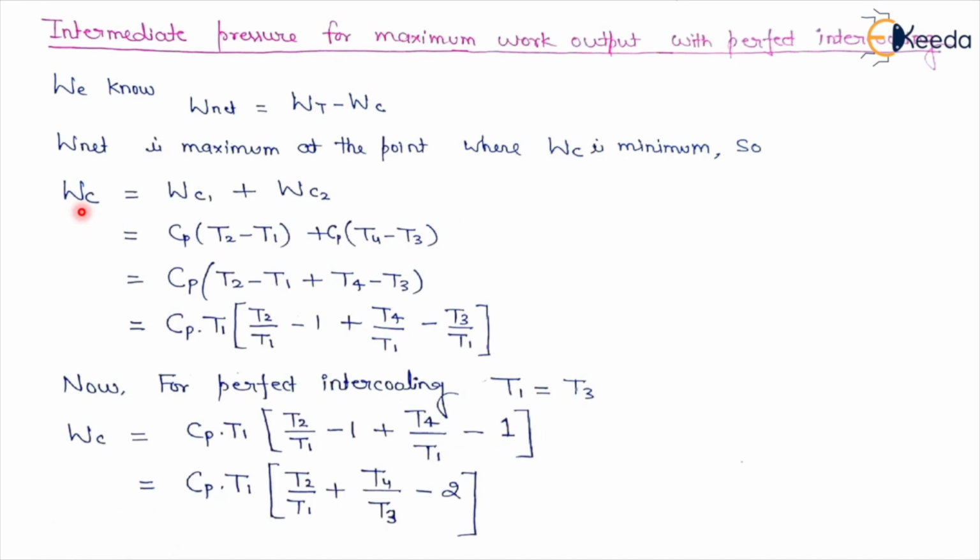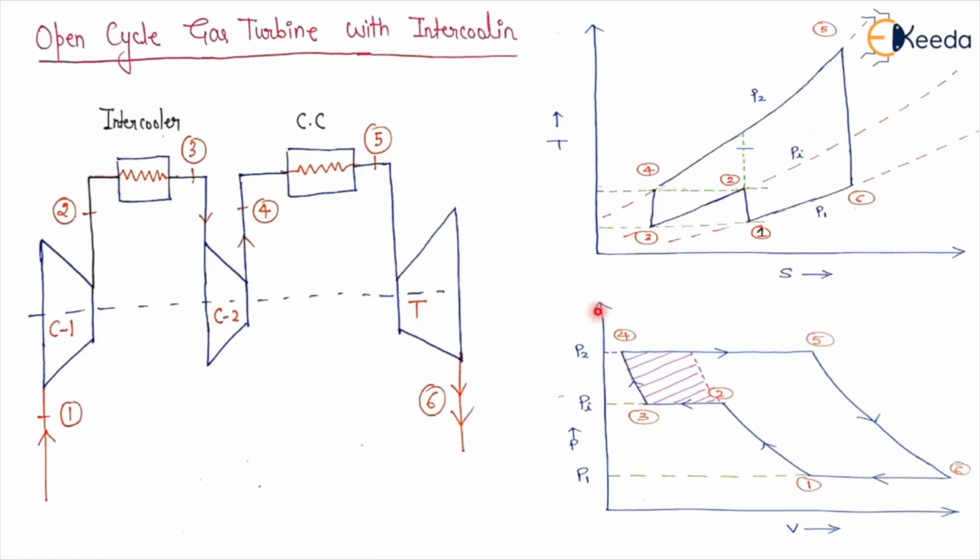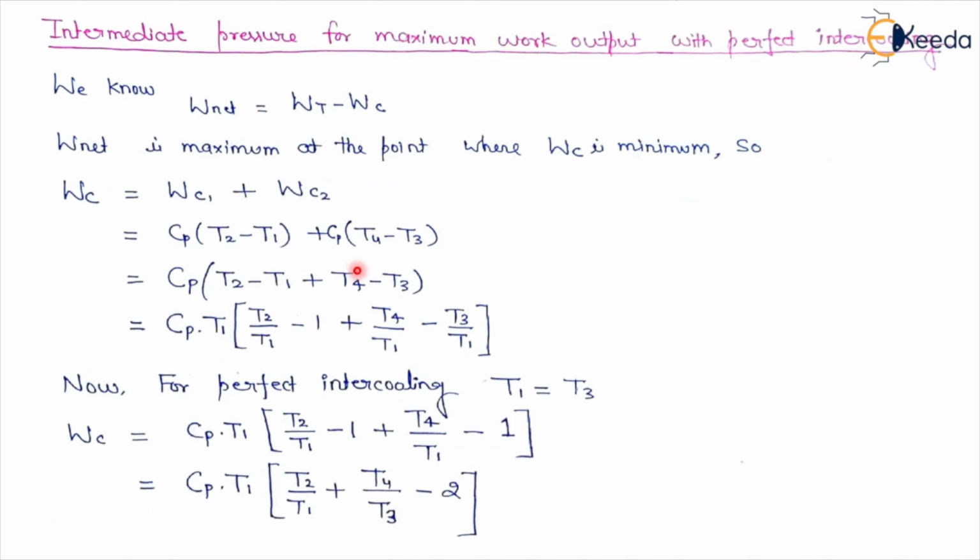We know that work input to the compressor is WC1 plus WC2. So what is the work input to the compressor? Cp into (T2 minus T1) plus Cp into (T4 minus T3). This will be the work input to the compressor. Now I can arrange this as Cp into (T2 minus T1 plus T4 minus T3). If I take T1 common, then I'll get T2 by T1 minus 1 plus T4 by T1 minus T3 by T1.